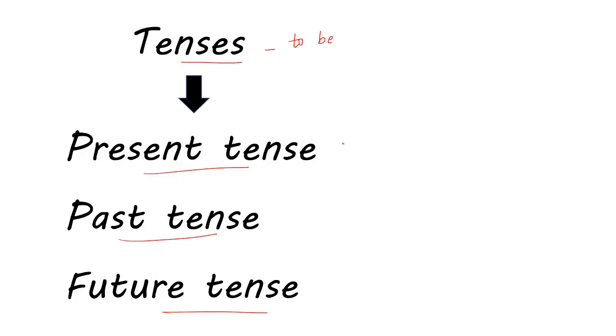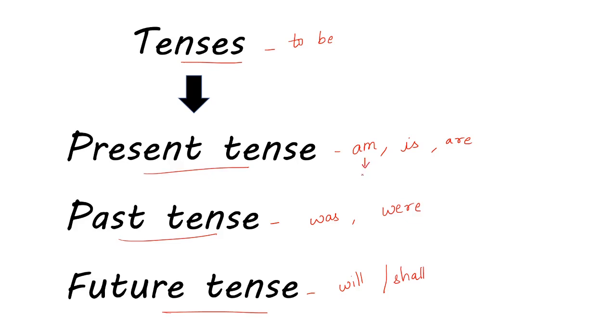So the present tense of the verb to be is am, is, are. And that of past tense is was or were, and future tense is will or shall. So these are the present tense, past tense and the future tense of the verb to be.